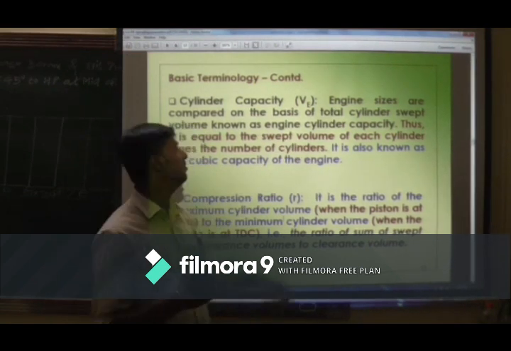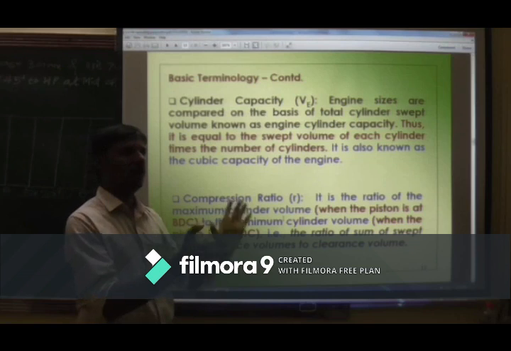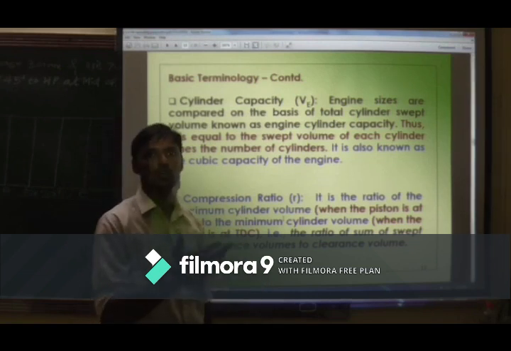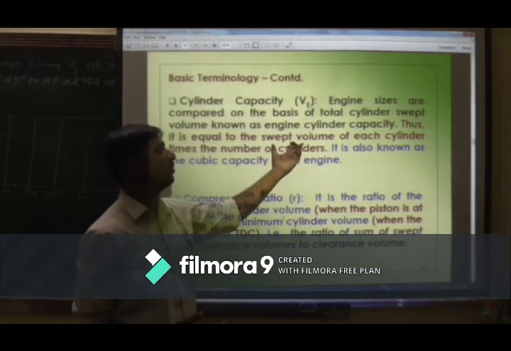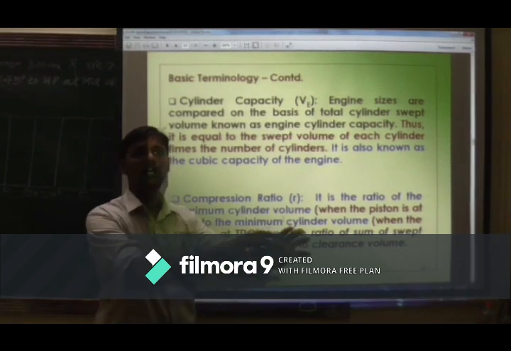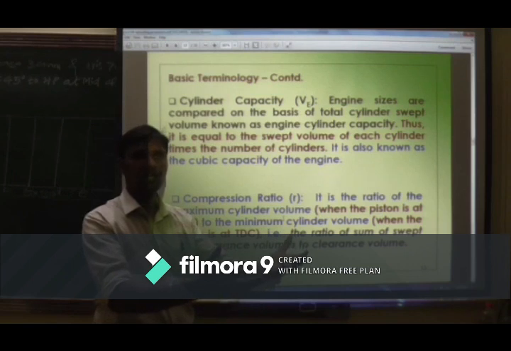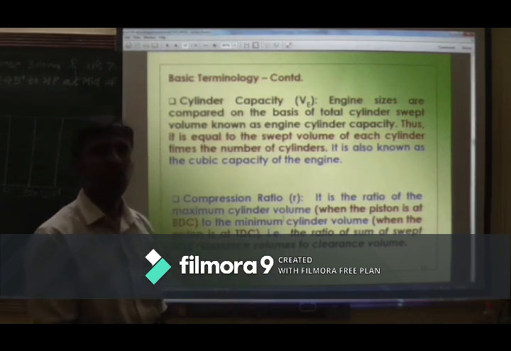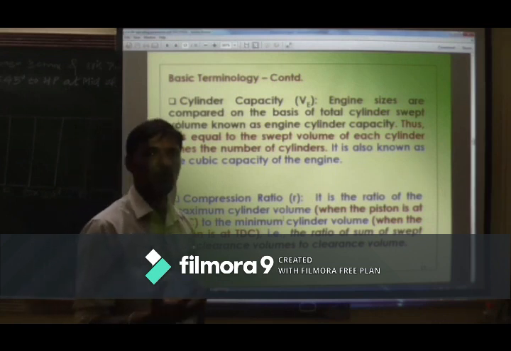As cc will be higher, compared to 100 cc, 180 cc will produce more power. If swept volume will be more, it will produce more power, because more charge will be accommodated in that volume. So more charge will get accommodated in the combustion chamber, and when it burns, more and more heat will be produced, and more power we can produce.